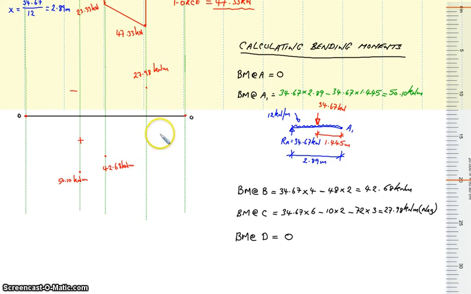So just to join those dots up, where you have a UDL it's going to be curved, and where you have a point load it is straight. So I'm just going to draw those in as our curved line as best I can, and then finally this one will be a straight line down. This is negative bending and this is positive bending, and that completes our bending moment diagram, and we'll continue in the next video.